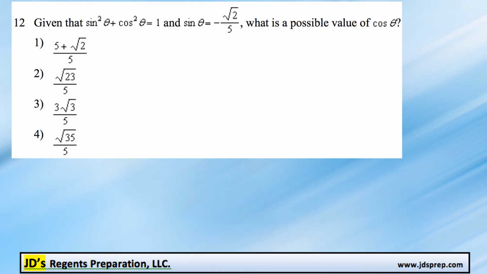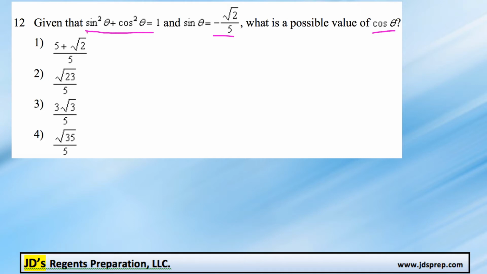This is question number 12 from the June 2017 Algebra 2 exam. So we know that sine squared theta plus cos squared theta is equal to 1, and we're being told that sine theta is equal to negative root 2 over 5. We need to find the value of cos theta.